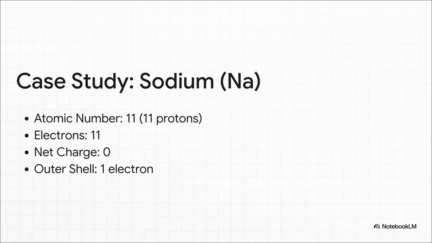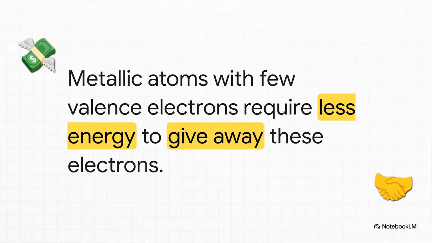So to get stable, sodium has a choice. Does it try to find and gain 7 more electrons? Or does it just get rid of this one? It takes way, way less energy to just give that one away. And that's the deal for a lot of metals. It's just easier to give away the few valence electrons they have.